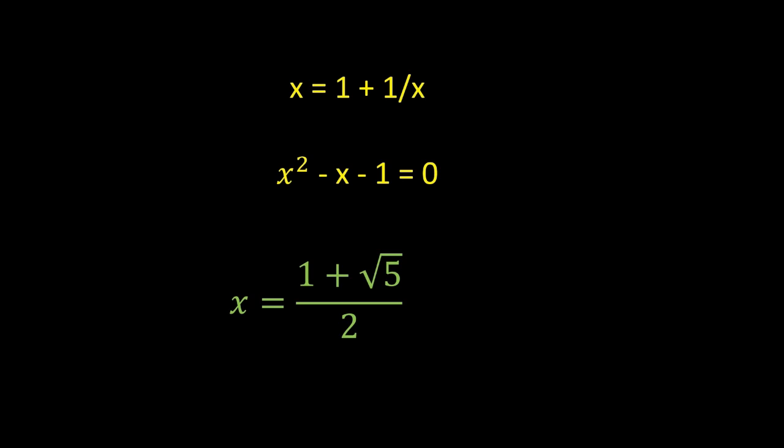Then we get that this number is approximately 1.618, denoted by phi, small phi, which is a Greek letter. This is the golden ratio.